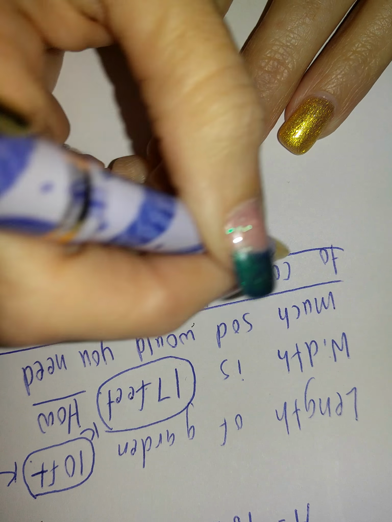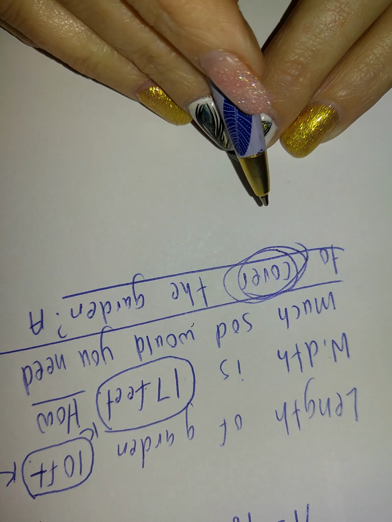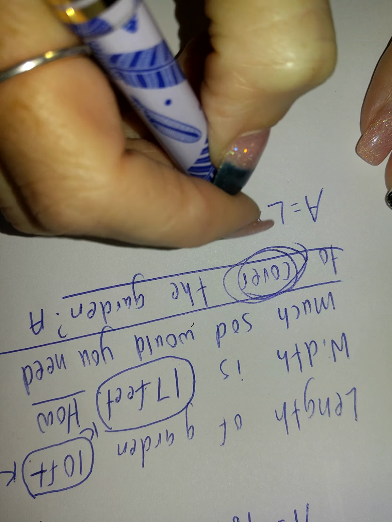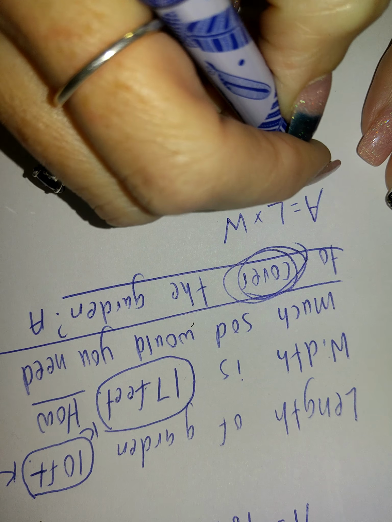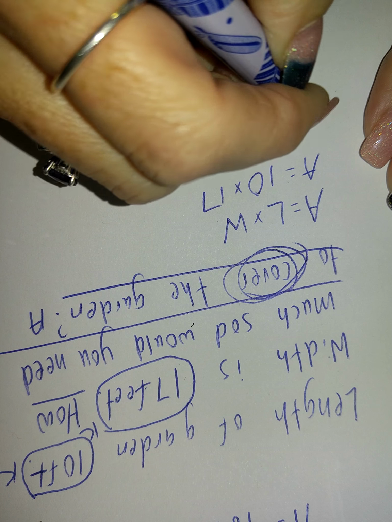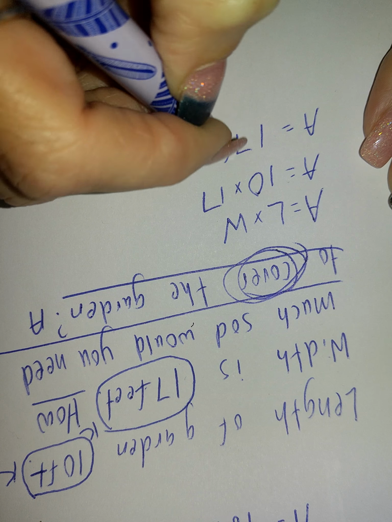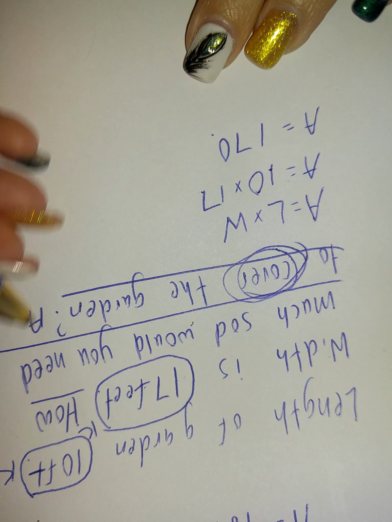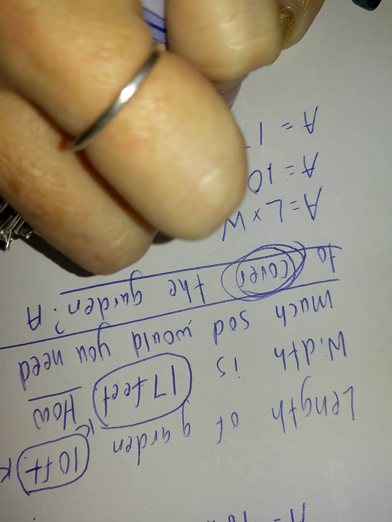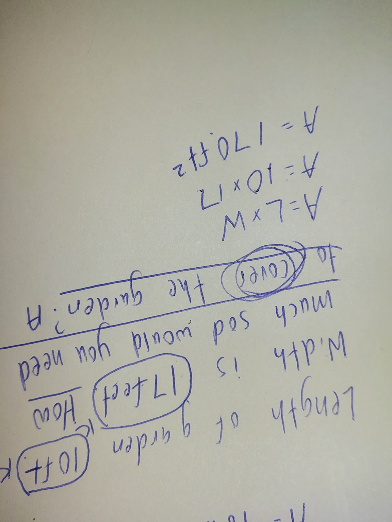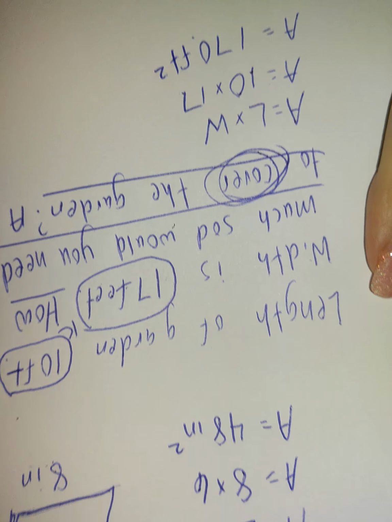And now since it says to cover, that keyword tells me I'm working with area. So area equals length times width, and I just multiply the two numbers together. Area equals 10 times 17. Area is equal to 170 because 1 times 17 is 17 and add a 0. And then I have to put my units, which are feet, and it's feet squared because I'm multiplying a foot times a foot.